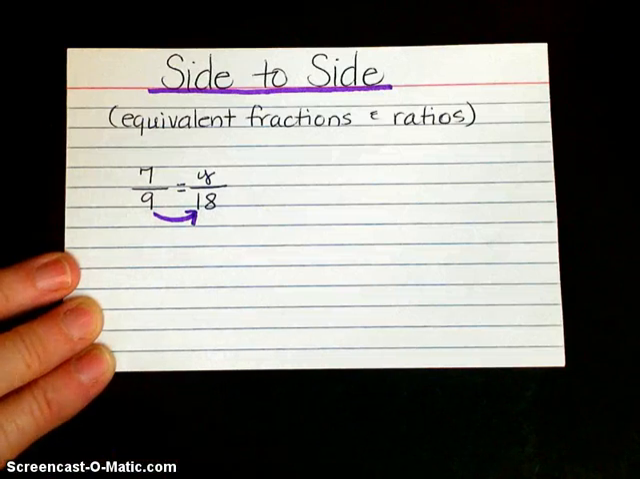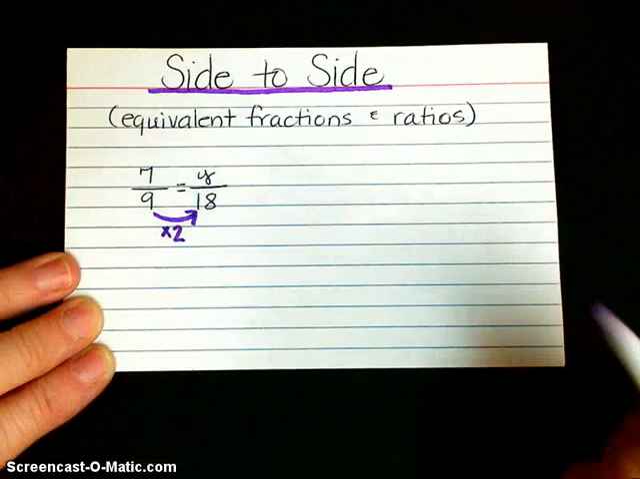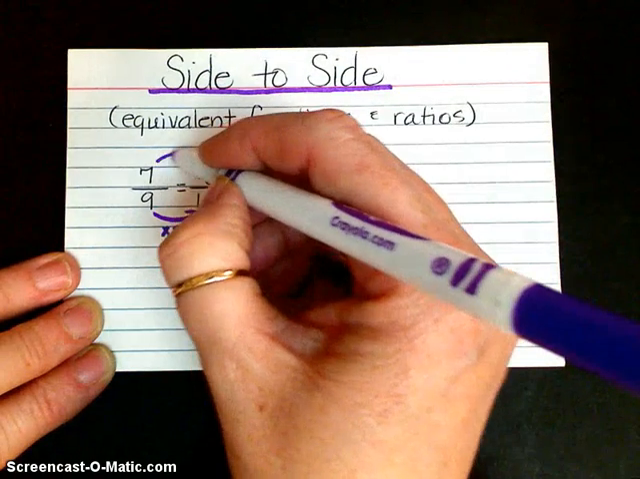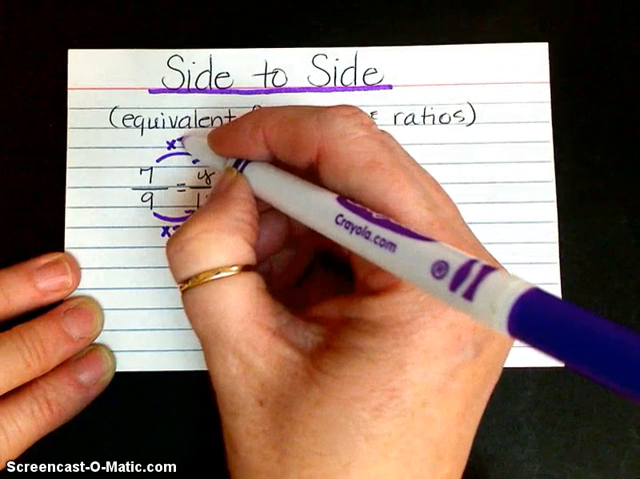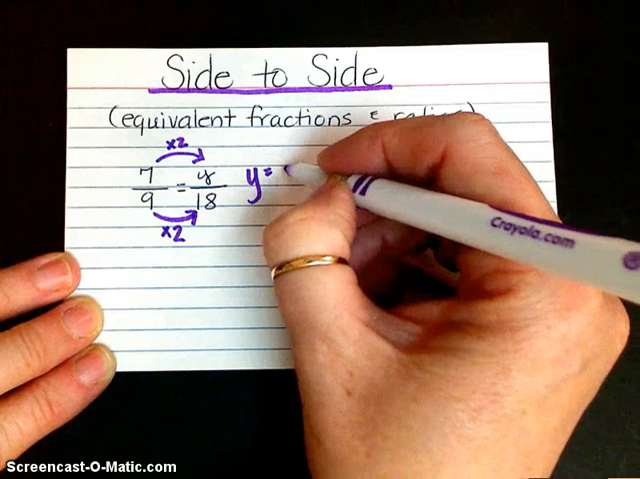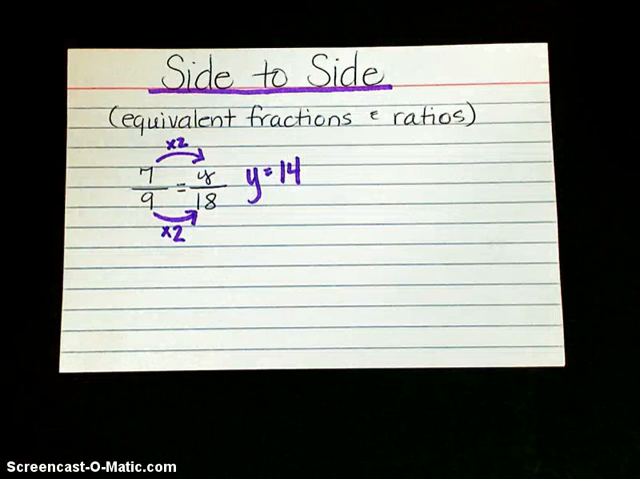The reason why they call this side to side is because you have 2 numbers on bottom or on top that you can easily change into being one another. And in this case, we are going to multiply 9 times 2 to become 18. And if I do that to the bottom, I do the same thing to the top to where my y is going to equal what? 14. Perfect.